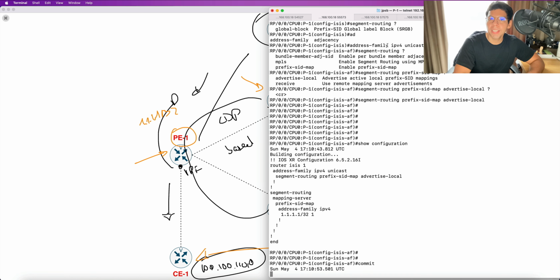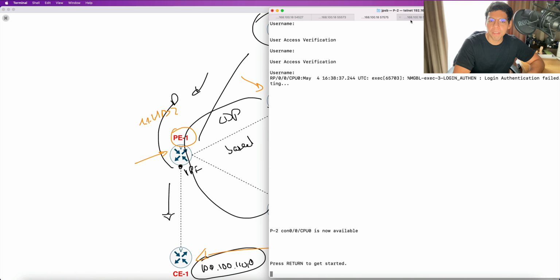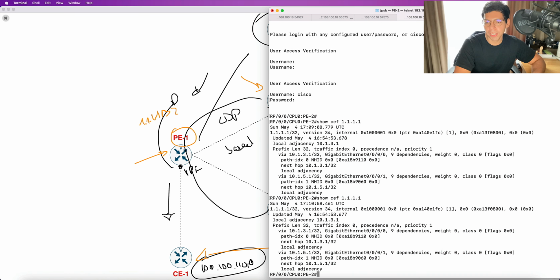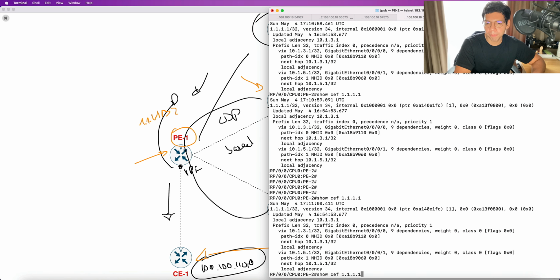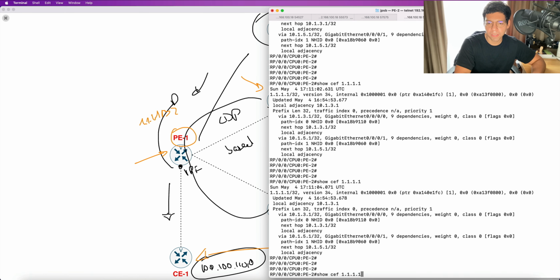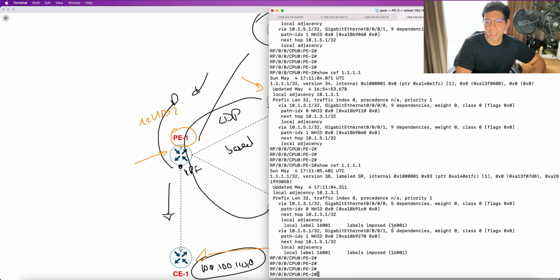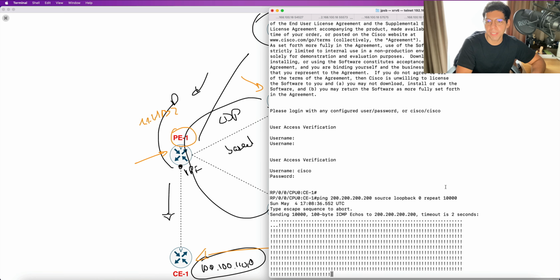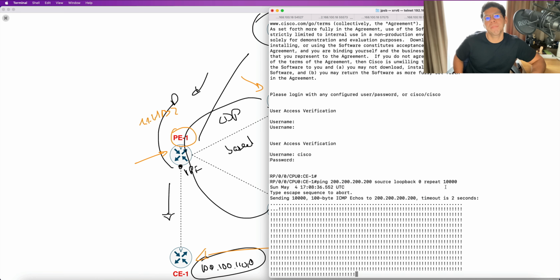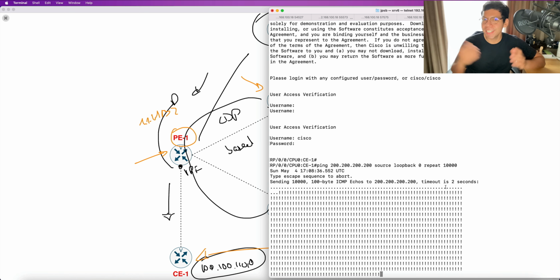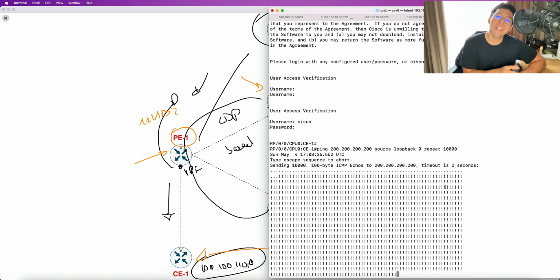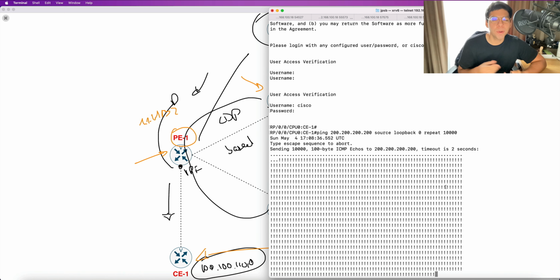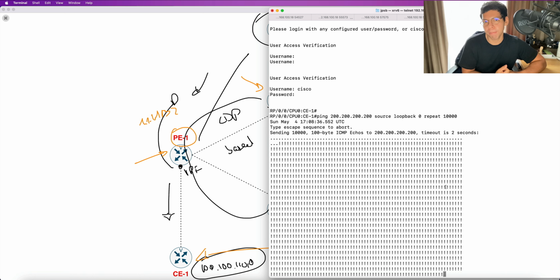Commit. And now if we go to P2 and check, we give it some time, the label should appear right away. So now we see the label 16001, and if we go over the ping, now it works. So that's it, the mapping server. Remember, define a device that will be able to propagate all the mapping to the segment routing domain.